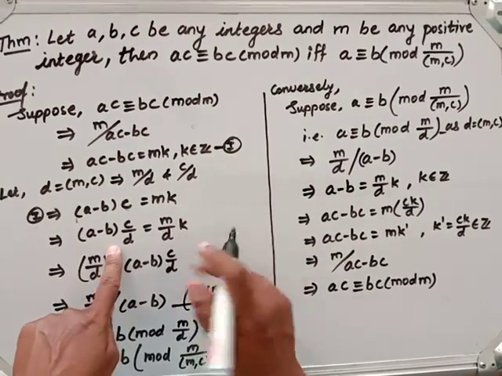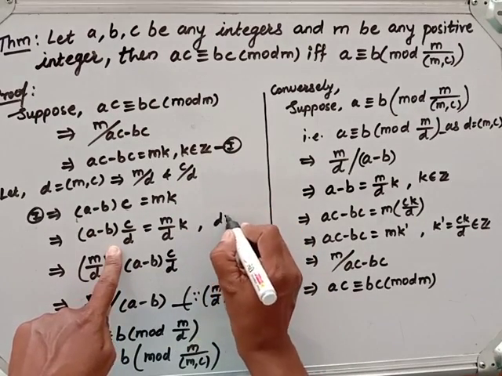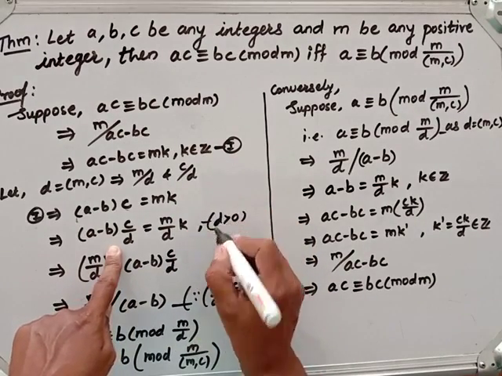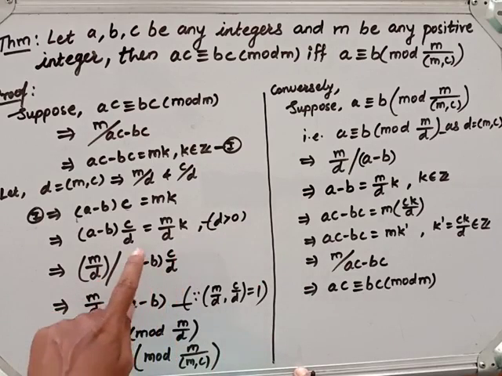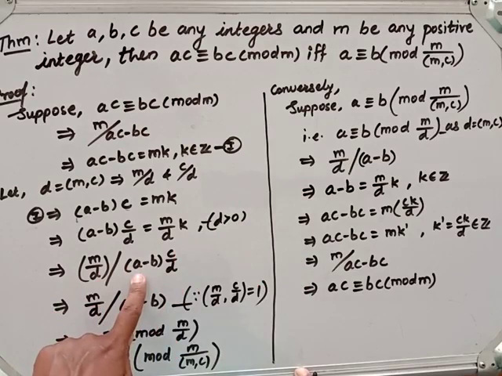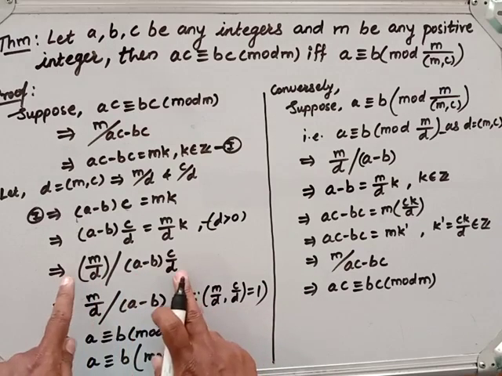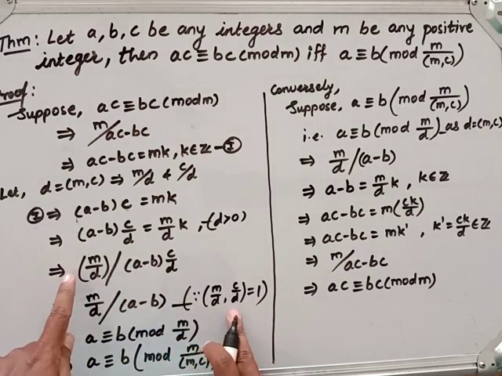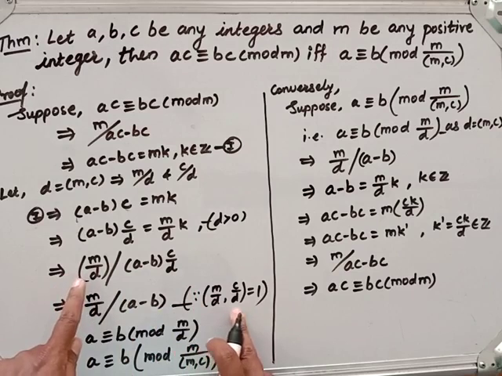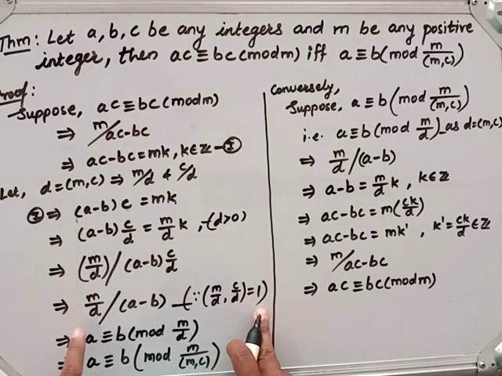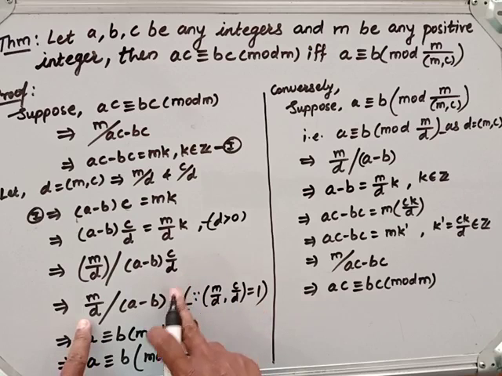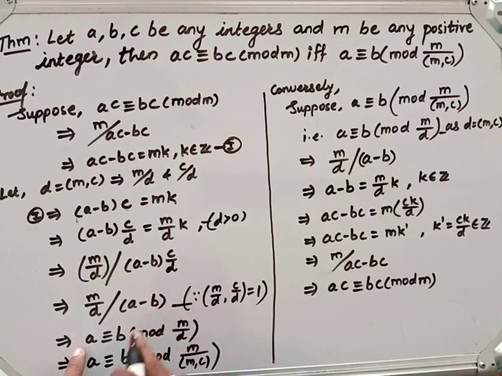Now as D is strictly greater than 0, we have used it here, divided by D here. So here again the definition of divisibility we have used. Now again the GCD of M upon D and C upon D will be what? 1, as D is the GCD of M and C. So again the property of divisibility gives this. Then again definition of congruence we have used, and then this part.